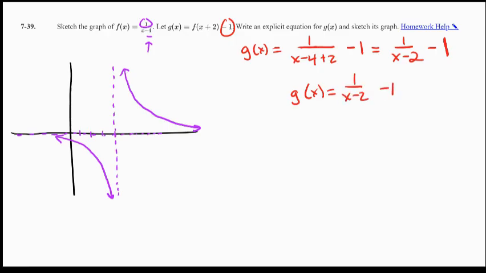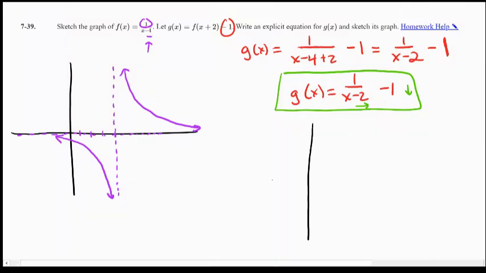And so for this function g here, we now have an h value shifting 2 units to the right, and then a k value shifting 1 unit down. So when I sketch this graph here, it's going to change both my horizontal and vertical asymptote from the parent function. So I'm shifting 2 units to the right and 1 unit down.